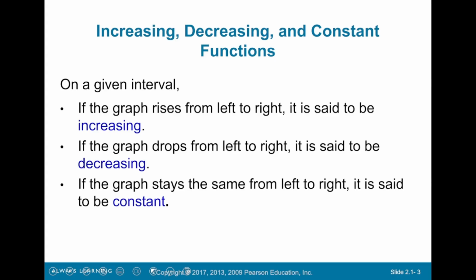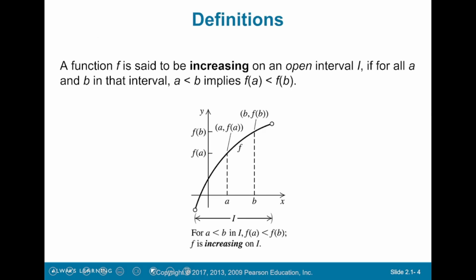If a graph rises from left to right, we say it is increasing. If a graph drops from left to right, we say it's decreasing. And if a graph stays the same from left to right, it's said to be constant. So here are some examples. An increasing graph, when we read it from left to right, goes sort of upwards. And if we want to think about that in symbols, then anytime that we have inputs A and B, where A is less than B, their outputs are also in that order, where the output of A is less than the output of B.